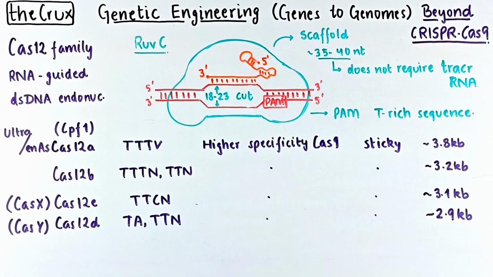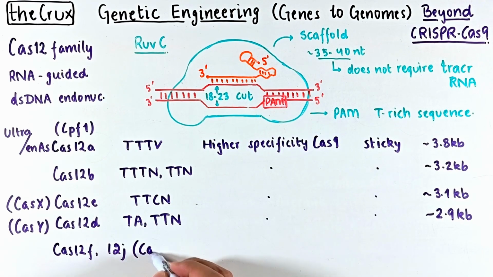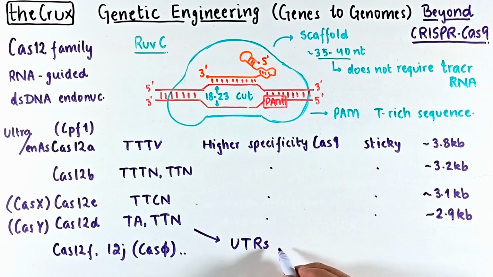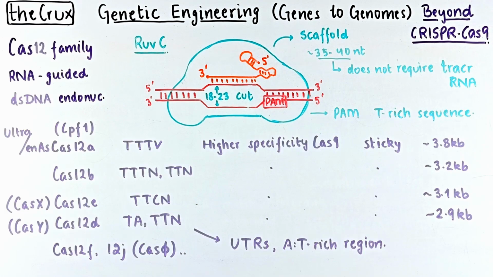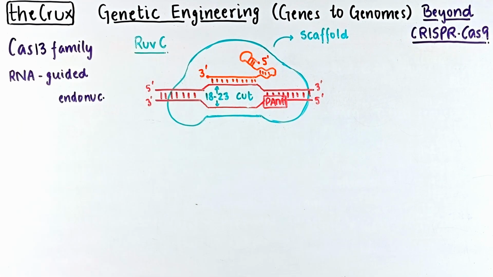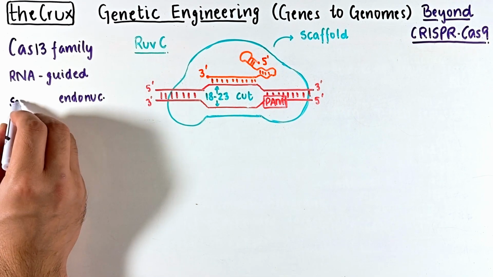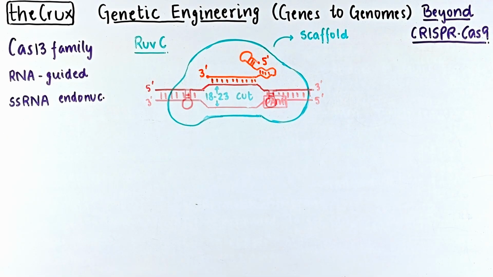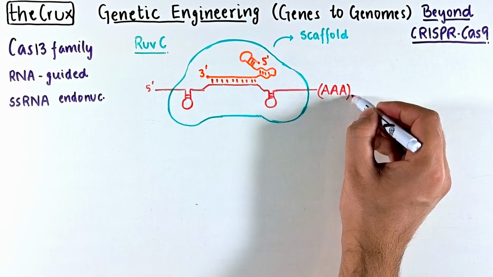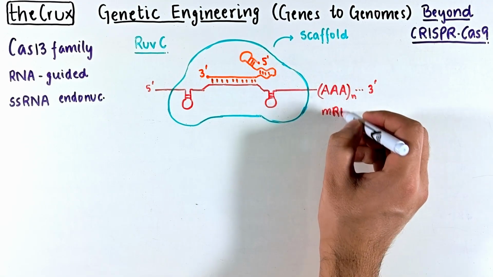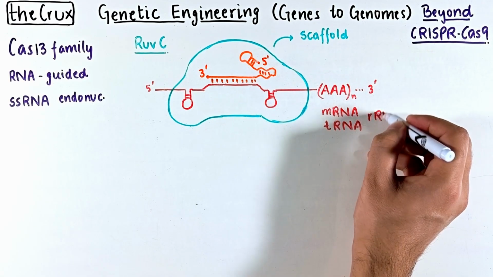And just like these, you will find there are many more Cas12 enzymes which can cut DNA. These are typically favored over Cas9 if you're targeting 3' UTRs or any AT-rich regions. Now, there's a separate family called Cas13 enzymes, and they target single-stranded RNA instead of DNA. This means you can now target the transcriptome, including mRNA, tRNA, or ribosomal RNA.